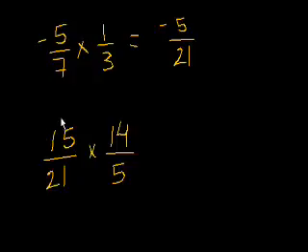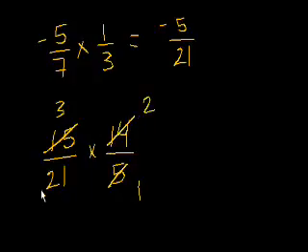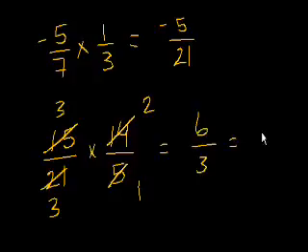But we can see that 15 and 5 are both divisible by 5, so let's divide them both by 5. So 15 divided by 5 is 3. 5 divided by 5 is 1. 14 and 21, they're both divisible by 7. 14 divided by 7 is 2. 21 divided by 7 is 3. And so we get 3 times 2 is 6 over 3 times 1 is 3, which equals 2. And that's the same thing as what I said before.